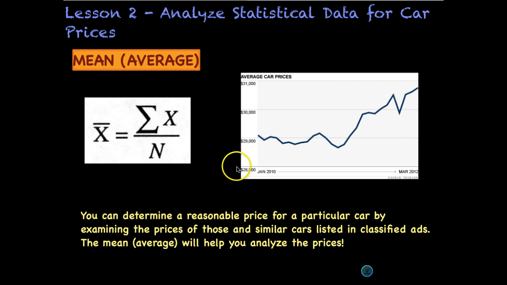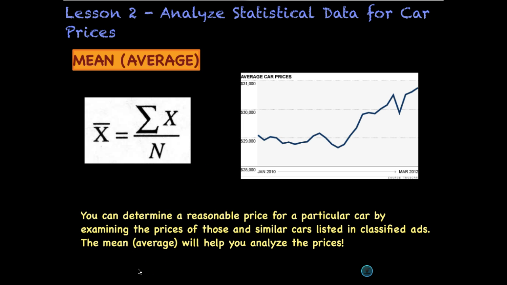So if we look at this, many graphs show averages. This is average car prices between January of 2010 and March of 2012. And just by looking at this graph of all the different averages, we can get an idea of the trend of car prices. It would be very difficult if we plot every single car in January of 2010 all the way through March. We would have umpteen jillion dots and it would be difficult to read. So a lot of times we'll look at average to help us make our decisions.